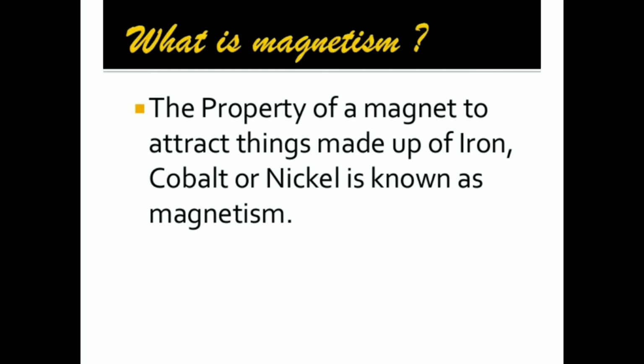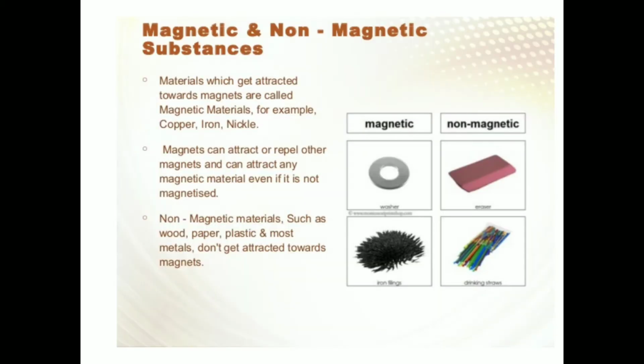Now, what is meant by magnetism? The property of a magnet to attract things made up of iron, cobalt, and nickel is called magnetism. So they are able to attract these substances, that is the iron, cobalt, and nickel. These substances can be attracted by a certain object, that is the magnet.